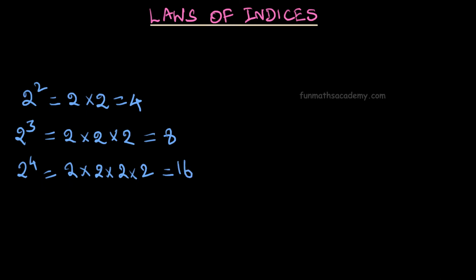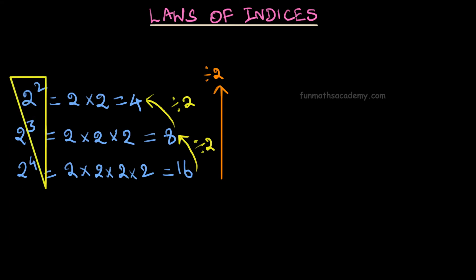You may notice that as we go down the line, that is, as we increase the power of 2, we will multiply 2 each time. That is, when 4 is multiplied by 2, we get 8, and when 8 is multiplied by 2, we get 16. In the same way, when we go up, we divide by 2 each time. That is, when 16 is divided by 2, we will get 8, and when 8 is divided by 2, we will get 4.